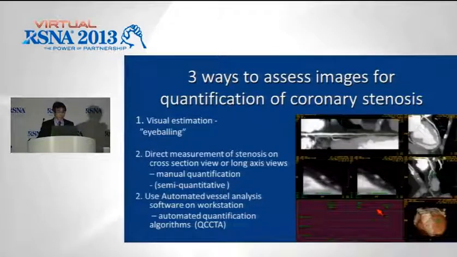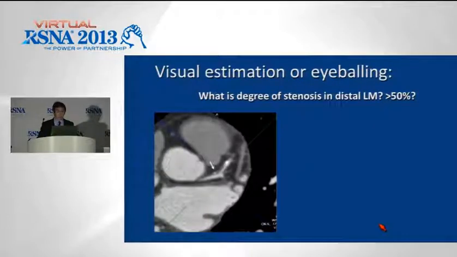Or you can use the automated vessel analysis software, which is available on your vendor's workstation, and some people call this QCCTA. Now, if you're going to do visual estimation, for example, what is the degree of stenosis in the distal left main in this case? Do you think it's more than 50%?